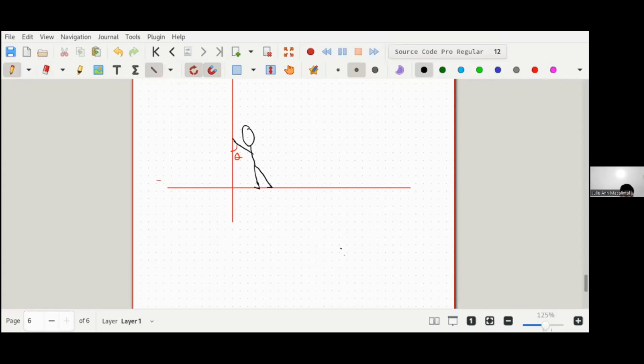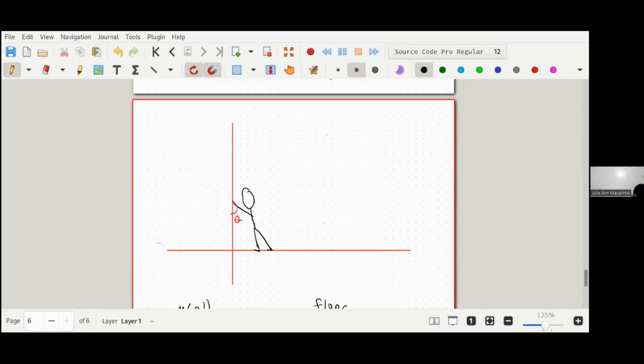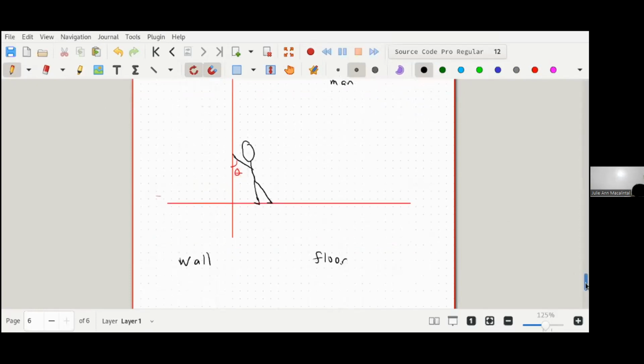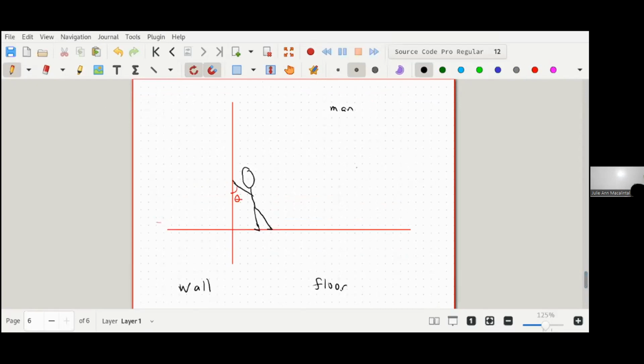Actually, ano yun, sinasabay-sabay mo yun eh. You have wall. So yung mga kailangan i-consider, yung wall, yung floor, at saka yung man. Tingnan natin ano yung forces. The man is being pulled downwards by gravity. So, lagyan na natin yun. What else? Okay, the man is pushing the wall upwards.